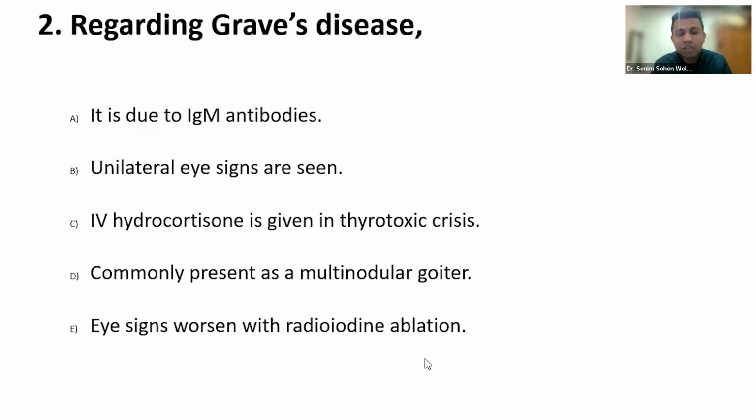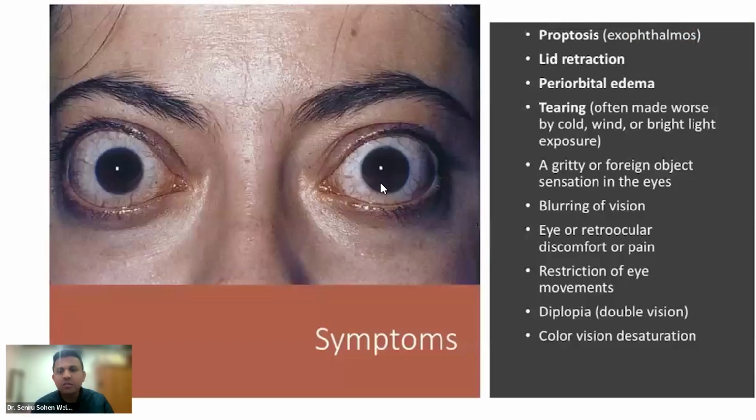Next, they are asking about the eye signs of Graves' disease. In Graves' disease, you have a lot of eye signs. You can have proptosis, which can be seen from the front, or you can go from behind and look from up to down to see whether the eyes are bulging out. Most often, proptosis and exophthalmos refer to the same thing.